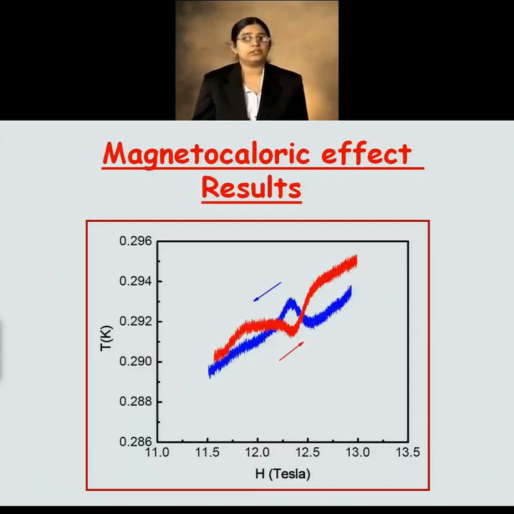This figure shows typical peaks from magnetocaloric effect measurements. The red curve was obtained by sweeping the magnetic field from 11.5 to 13 Tesla at a fixed temperature, and the blue curve was obtained by sweeping the magnetic field down from 13 to 11.5 Tesla at the same fixed temperature. The temperature corresponding to the average of the two peaks was taken to be the transition temperature.